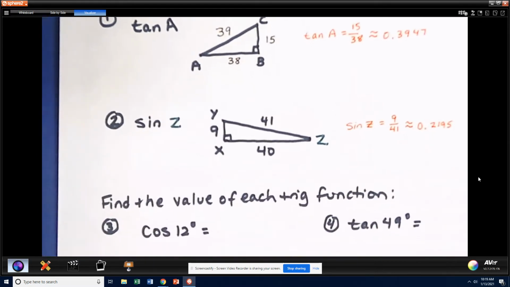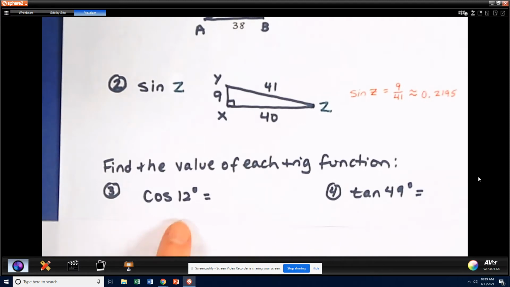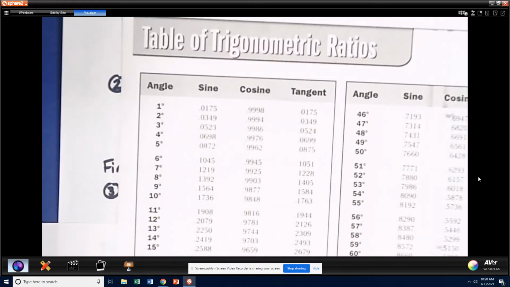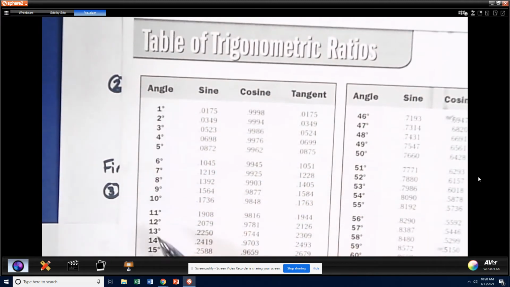Now, we need to know how to find a trig function of an angle. In other words, if I have a right triangle with a 12-degree angle, and I want to find the cosine of that angle, in other words, I'm finding the ratio of the adjacent to the hypotenuse, what will that ratio be? Now I can solve that using a trig table. I can look at my trig table, I find the column with cosine, I find the angle 12 degrees, and I go across on 12 degrees to cosine, and there's my answer, 0.9781.